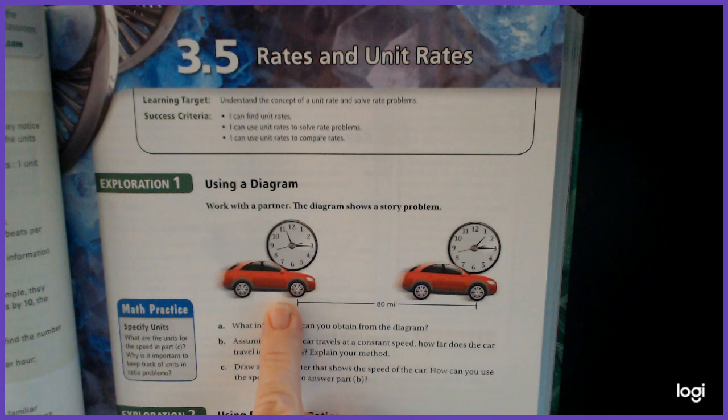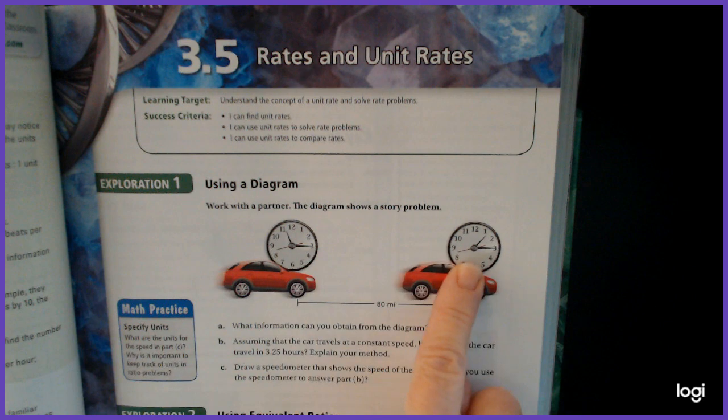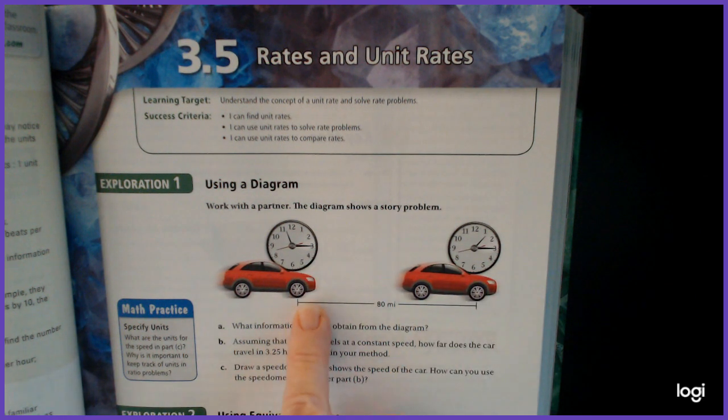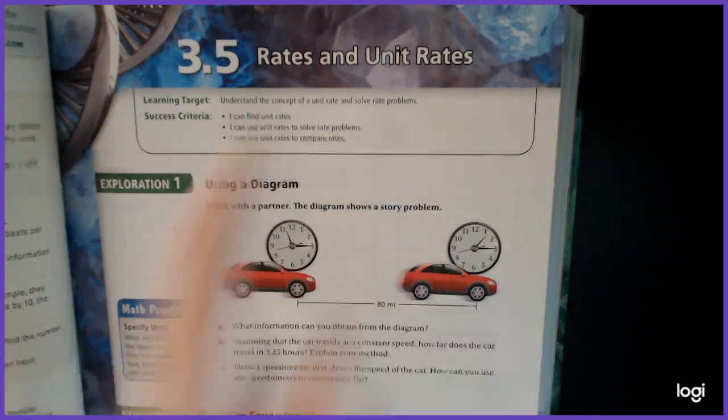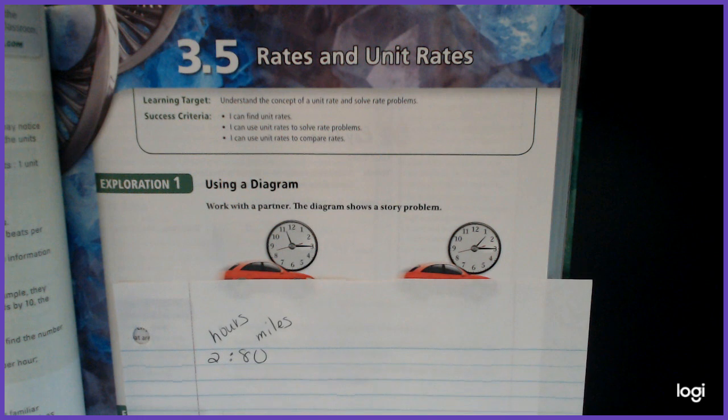You see here a clock, 2 times, 11:15 and 1:15. To me, that is a 2-hour time difference. And then I will see that the car has gone from here to here, meaning a total of 80 miles. Well, I can write a ratio or a rate, as it says, like this. I would say 2 to 80. 2 hours to 80 miles.